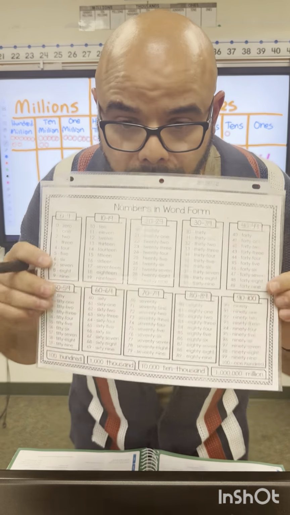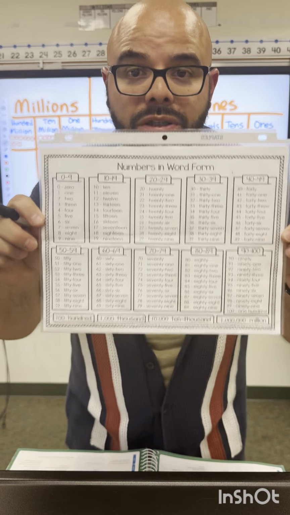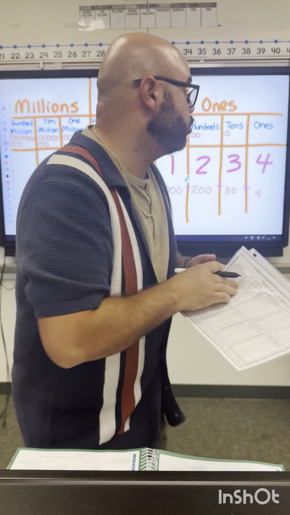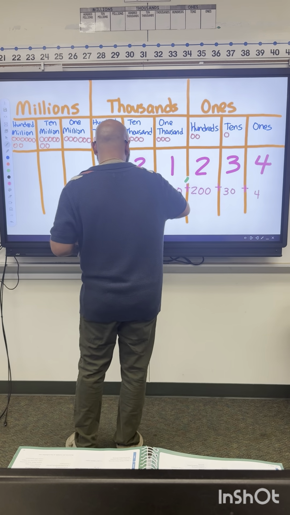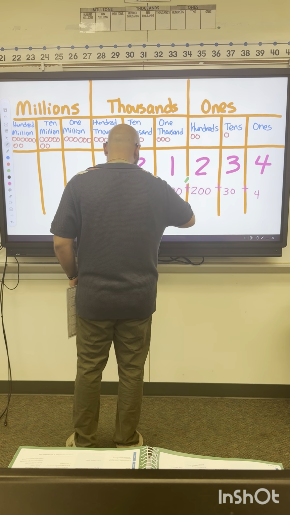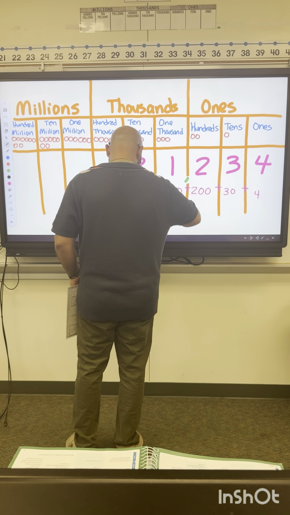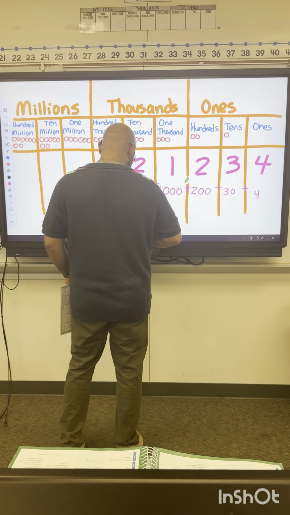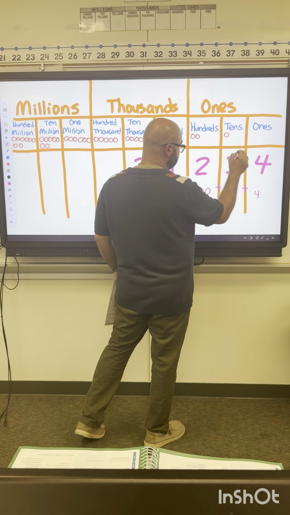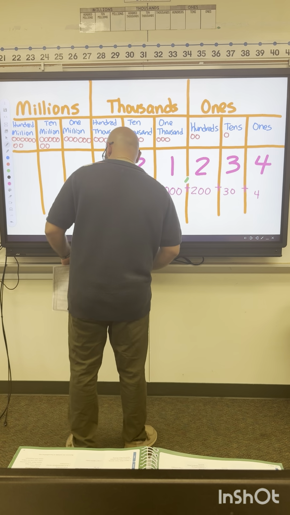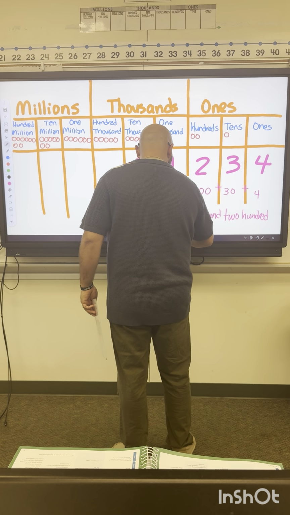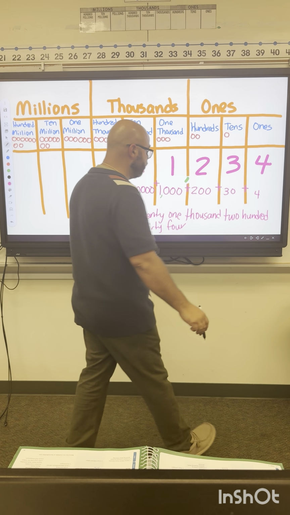I had them carry around this here, okay? So this sheet is going to tell them how to spell every number in word form. So how would I write this number in word form, and what is word form? It's pretty much just literally writing the number that you're saying, the number that's coming out of your mouth. So right now, the number is 21,234. So I would literally write it out. And this is word form.